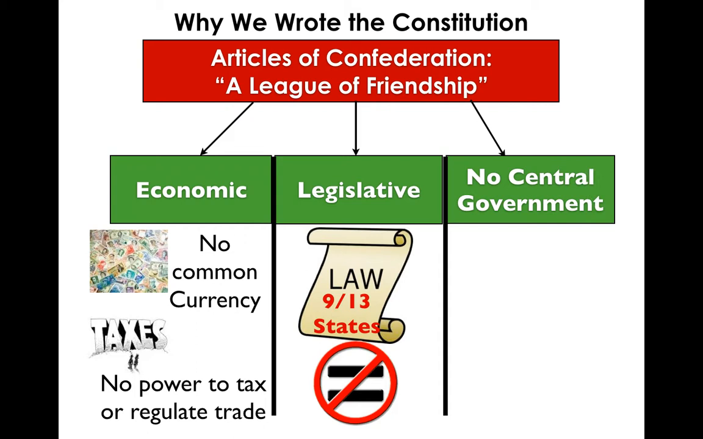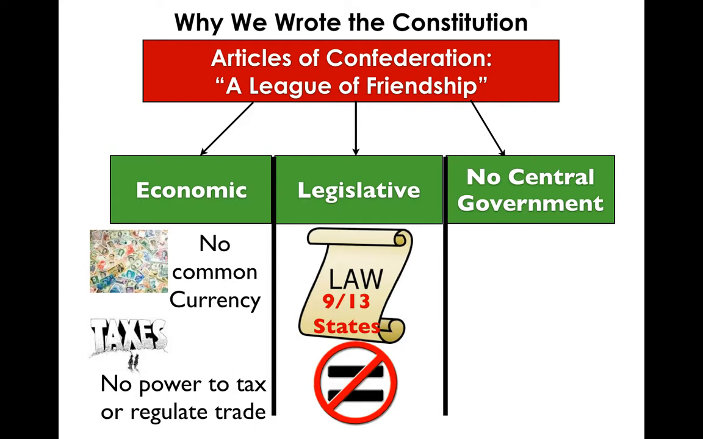The other major issue of the Articles of Confederation was that there was no real powerful central government. Like I said, there was only a Congress, really. There wasn't a president or a judiciary at this point. It's just a Congress that had at least one representative from each of the 13 states at the time.